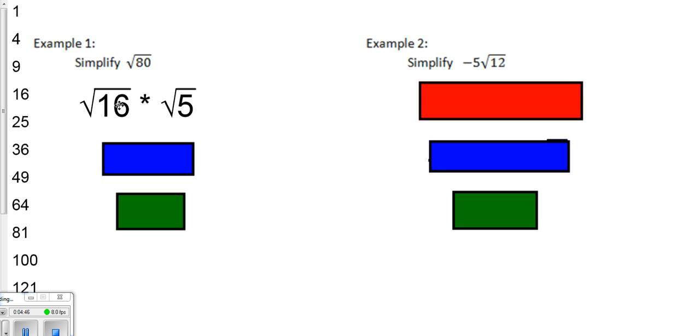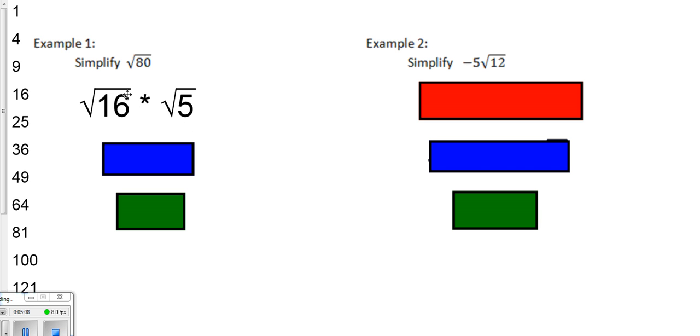So the square root of 16 times the square root of 5 would be the square root of 80. This is our first step in trying to break down square root of 80 into our simplest terms. Now that we broke it down into these two pieces, 5 cannot be broken down any smaller. We can break it down into 1 times 5, and that's about it.